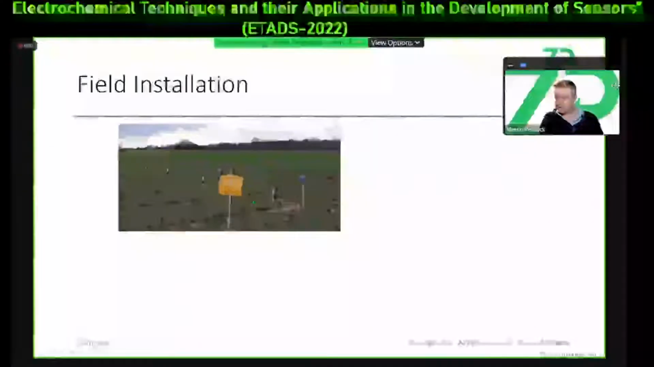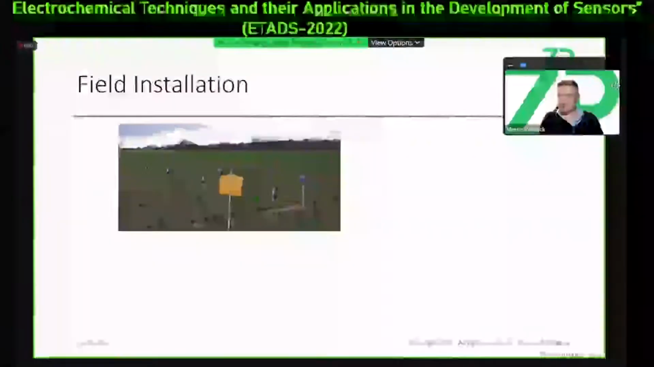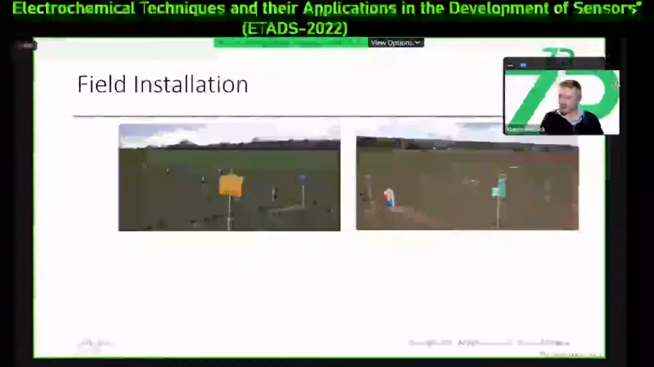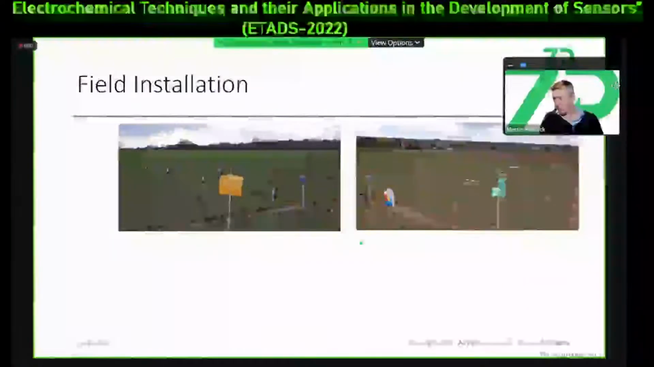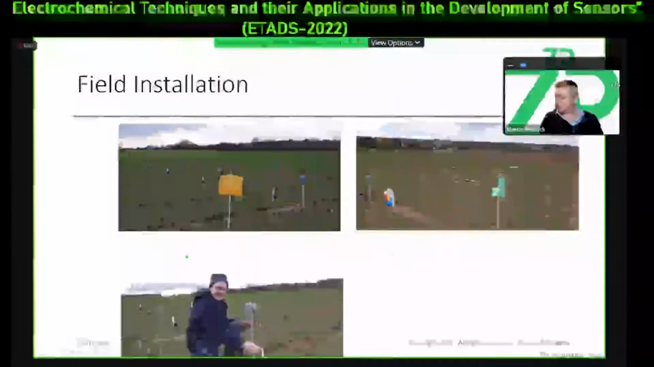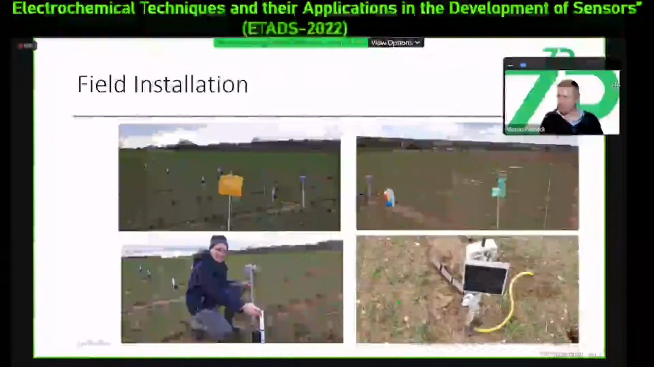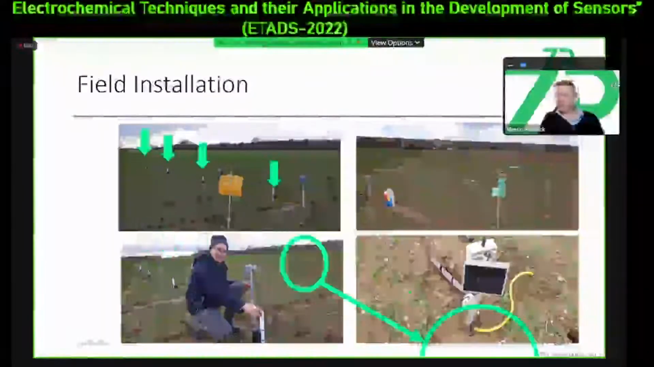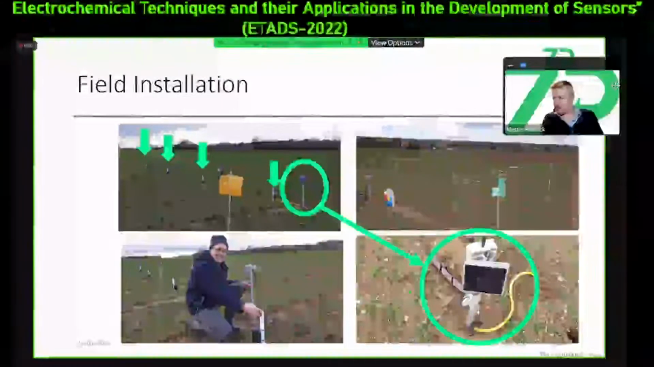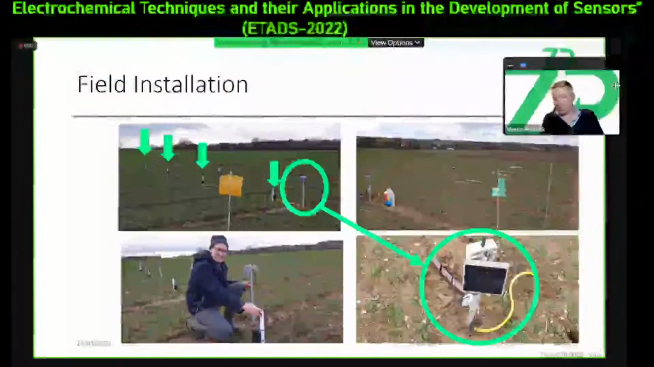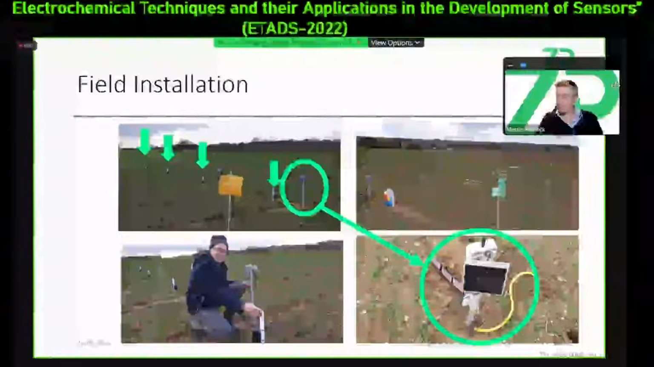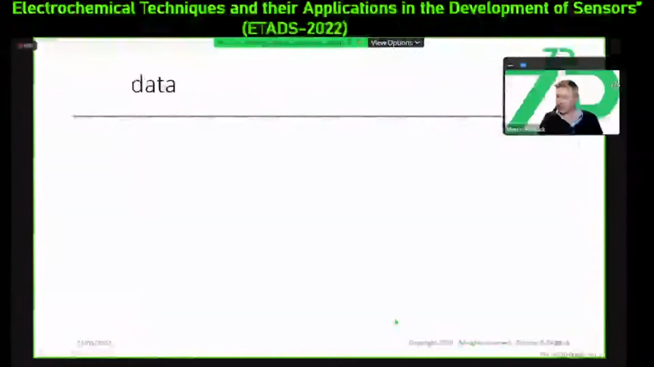Now, it's one thing to do something in the lab. At Zimmer and Peacock, we like to do things in fields as well. So this is a field near Cambridge in the UK. This is me installing some of the technology in the fields. What we're doing here is taking some of these nitrate sensors, drilling a hole into the soil and putting the sensors into the soil.